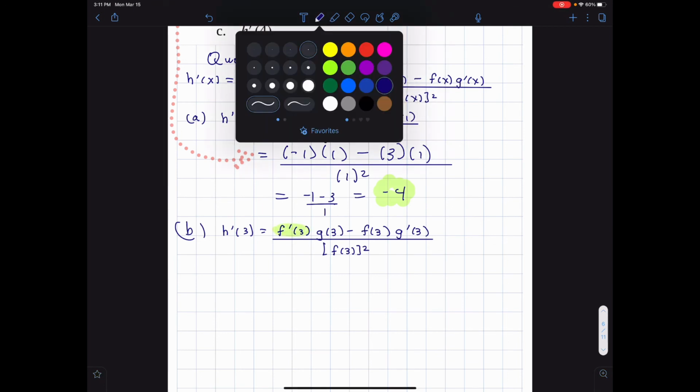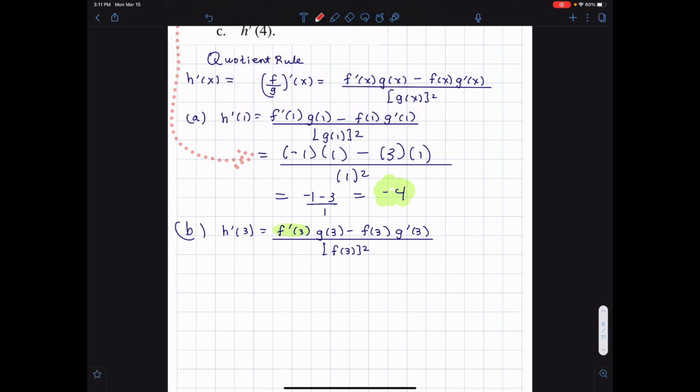So I'm going to go down here and just, for f prime of 3, that's undefined. And I'm going to say the whole thing's undefined. Does not exist. That's what I'm going to say, sorry. And I'll say because f prime of 3 does not exist.